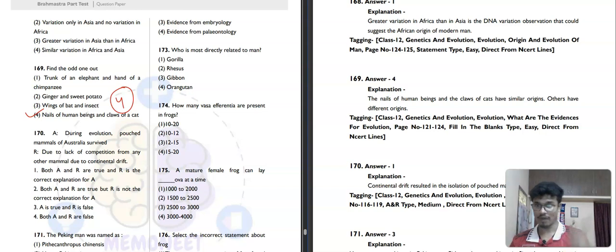Question number 170. During evolution, pouched mammals of Australia survived due to lack of competition from any other mammal, because of continental drift. This is the correct one, and the reason is correctly explaining the assertion. The first option here will be your correct answer. Then question number 171.